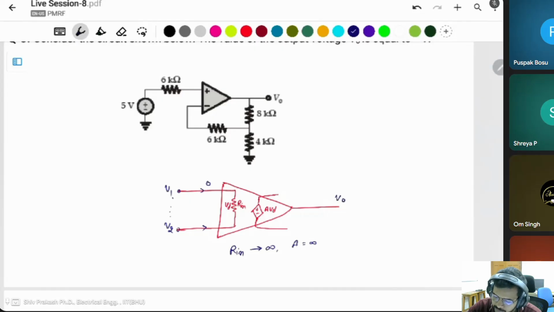This is the output. You can say the output voltage is the gain times the difference between them, A VD. VD is the difference, V1 minus V2.